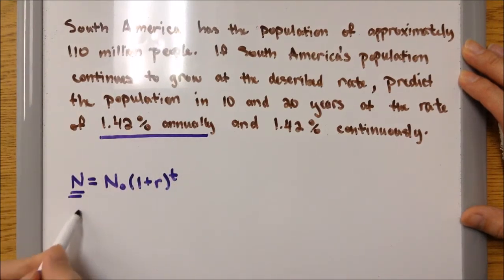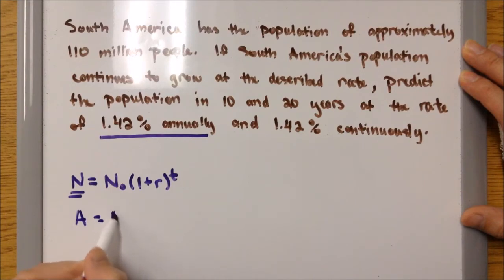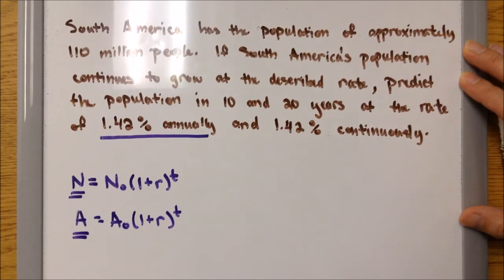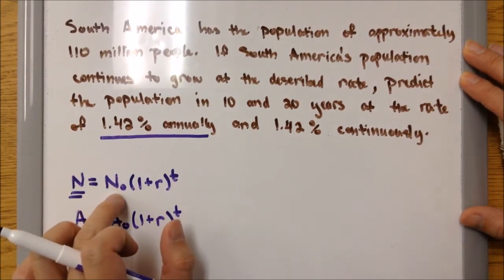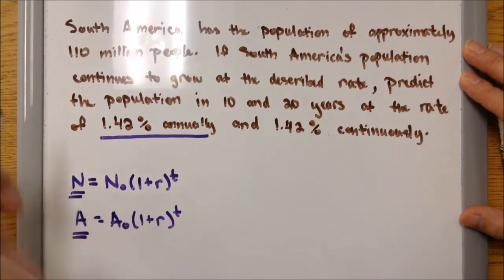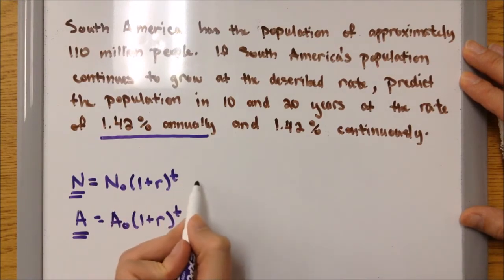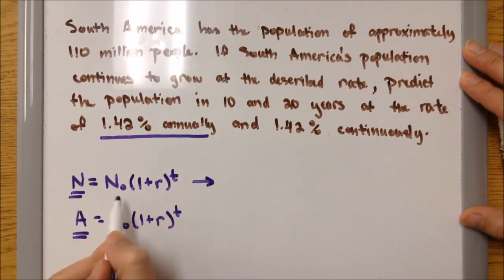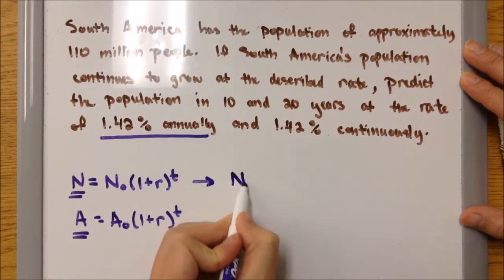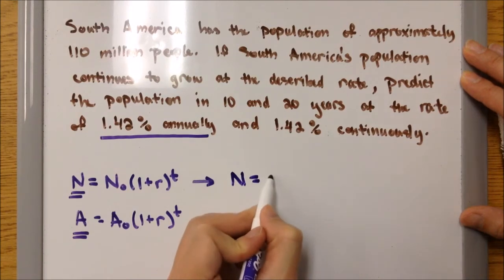Again, sometimes it's A sub-zero (1 plus r) to the power of t. So again, predict the population, you're just looking for A. Now, N sub-zero is the amount of population that was given at the beginning of the problem. So 110 million people. So what you're going to do is just fill in N sub-zero. Now we don't know what N is, so we're just going to keep it as N. So 110 million people.